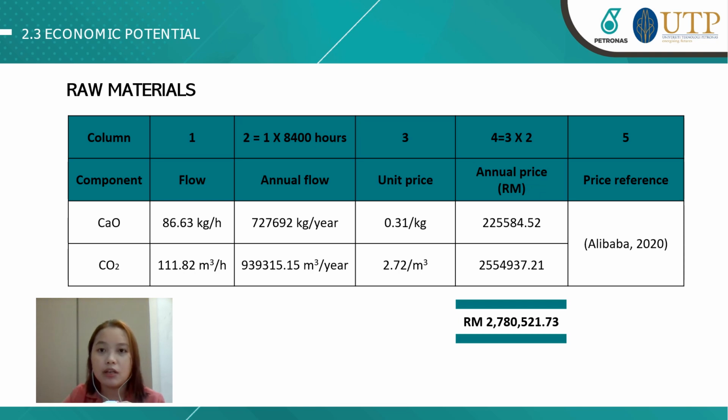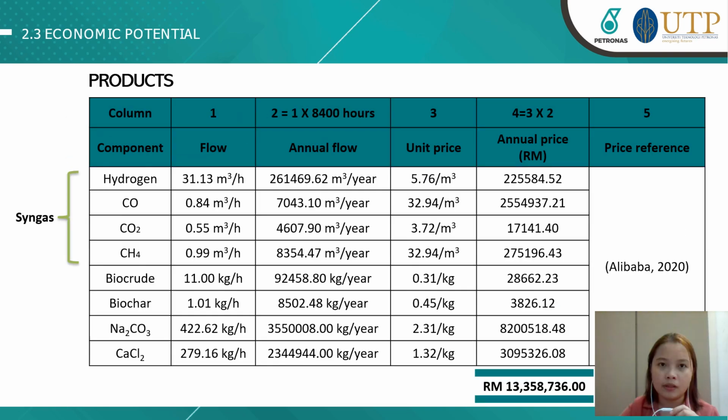year, and summing up both prices, the total annual raw chemical cost for this project is 2,780,521.73 ringgit. For the products, the project is expected to produce 8 value-added products, which includes syngas, consisting of hydrogen, carbon monoxide, carbon dioxide, methane gas, as well as biocrude, biochar, sodium carbonate, and calcium chloride. Totaling up everything, we got about 13,358,736 ringgit.